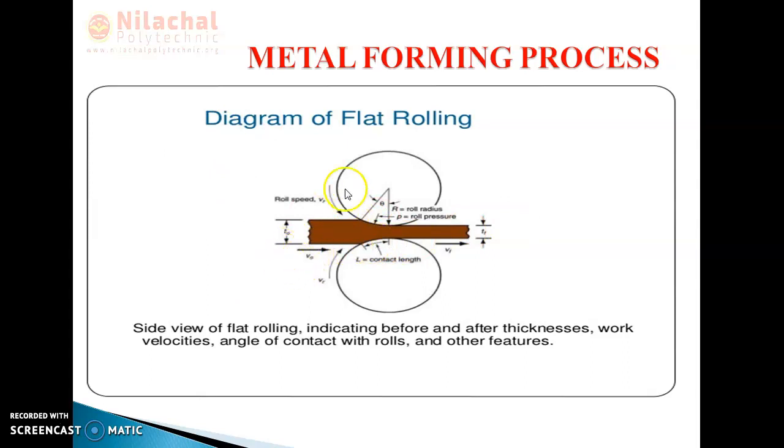Here is the start of deformation, and in this position it is the end of the deformation. Similarly, on the lower side, here is the start of deformation and here is the end of the deformation. The workpiece is above its recrystallization temperature. So in this slide, where the rolling process is shown, it is named the hot rolling process.